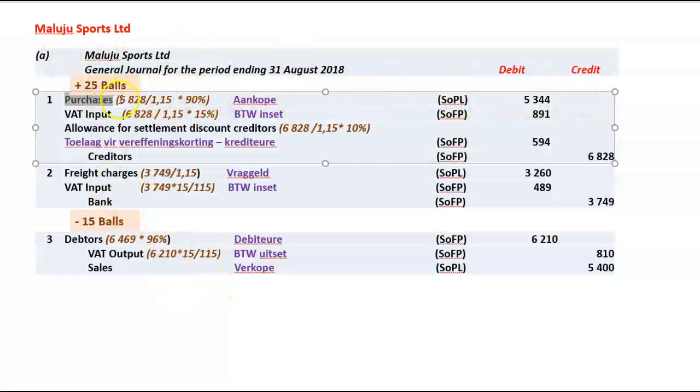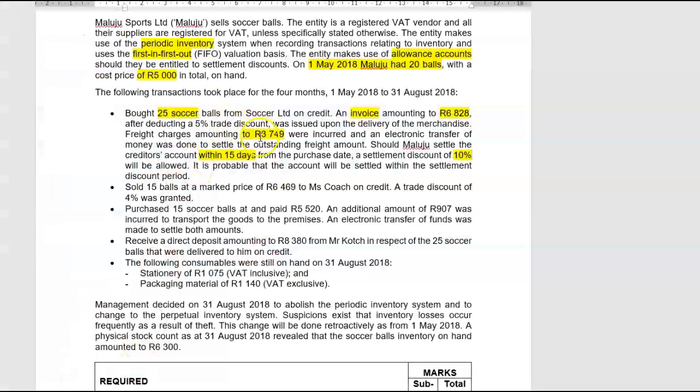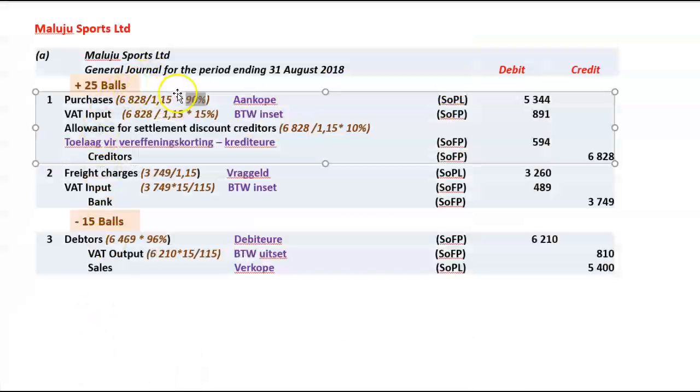Okay, and that would have been the amount exclusive of VAT, and then we are entitled to a 10% settlement discount. So only 90% of that amount would have been transferred to our purchases. The other 10% of the VAT exclusive amount would have been transferred to our allowance for settlement discount for creditors. And that is the 594. So purchases will be the VAT exclusive amount times 90%. Allowance for settlement discount will be the VAT exclusive amount times 10%. The full invoice amount, 6828, will be posted against our creditors account. And then the VAT input will be the 6828 divided by 1.15 multiplied by 15%, being 891.